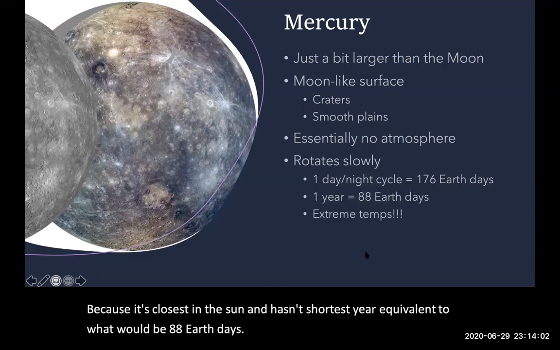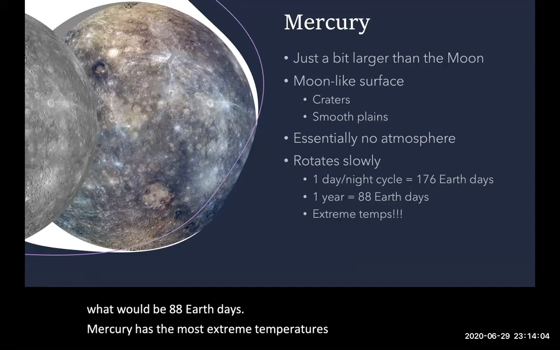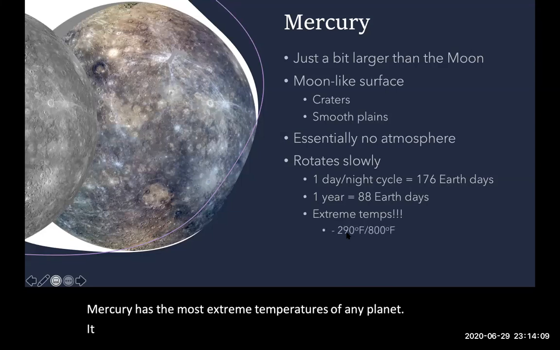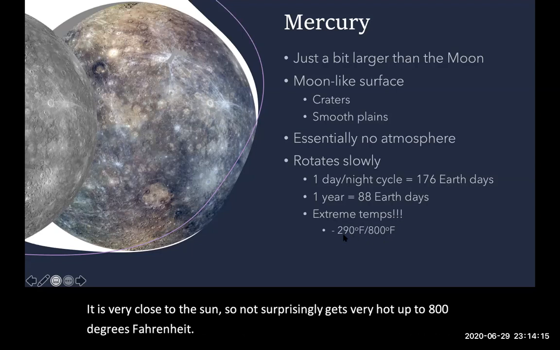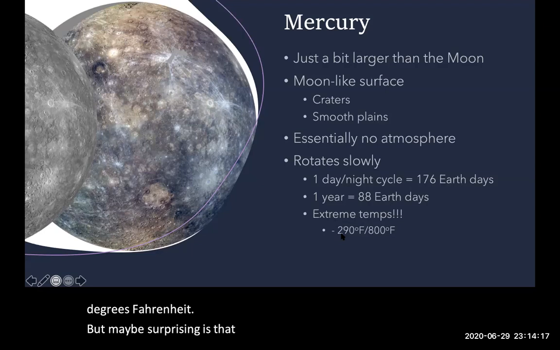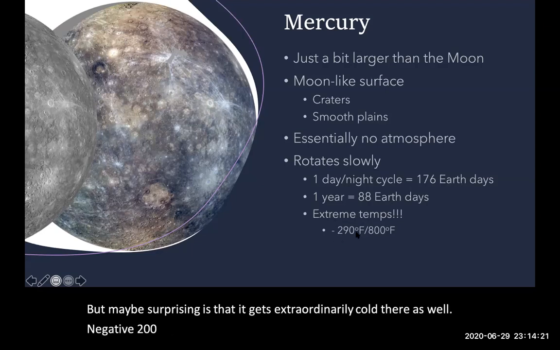Mercury has the most extreme temperatures of any planet. It is very close to the sun, so not surprisingly, it gets very hot, up to 800 degrees Fahrenheit. What may be surprising is that it gets extraordinarily cold there as well, negative 290 degrees Fahrenheit.